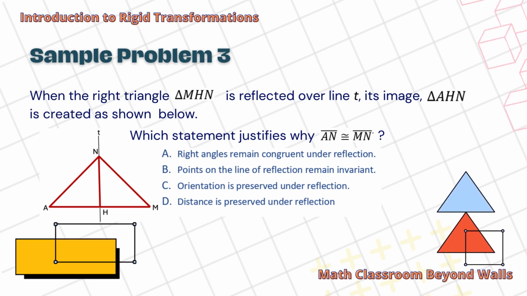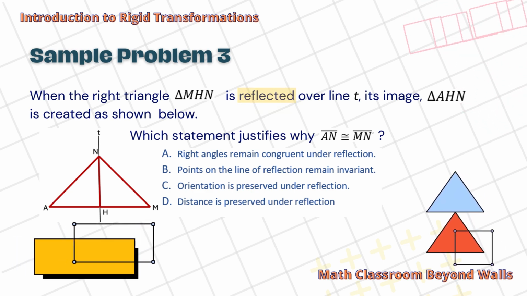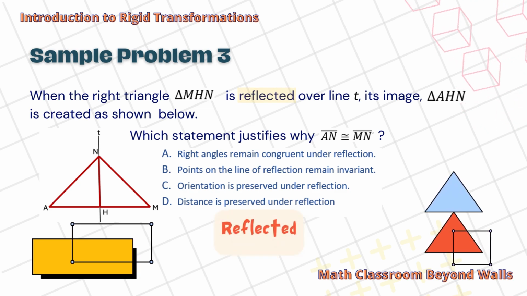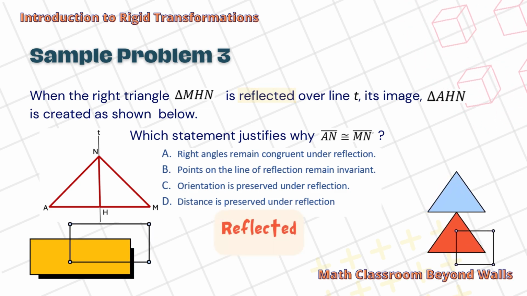Great, the word is reflected. The problem states that the right triangle is reflected. What does it imply? You are correct that the two triangles, the pre-image and the image, are congruent. Now we know that when two triangles are congruent, the corresponding parts are congruent, right?